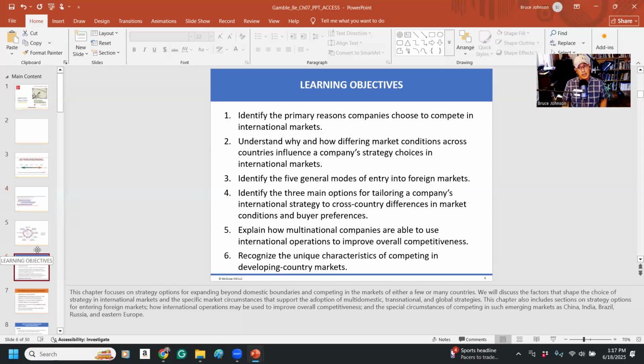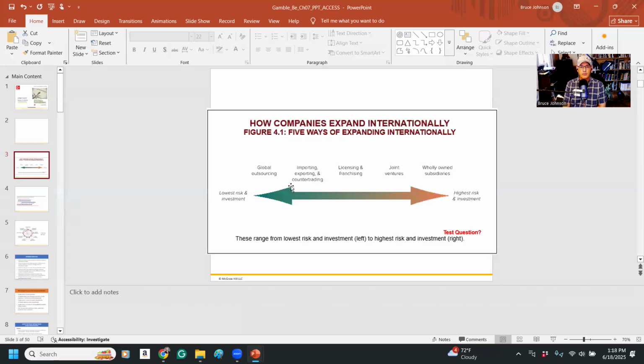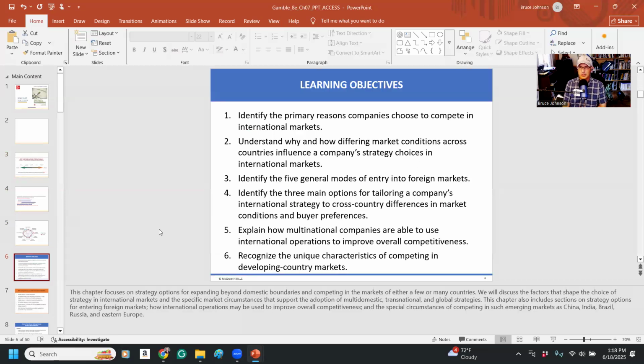So, okay, now we're going to get into the painful nitty-gritty of the rest of this chapter. Our learning objectives: try to identify the primary reason companies choose to compete in an international market, understand why and how different market conditions across countries influence a company's strategy choices in international markets, and identify the five general modes of entry into foreign markets. We've already done that. Your book might call it something different, but they're just calling it something different.